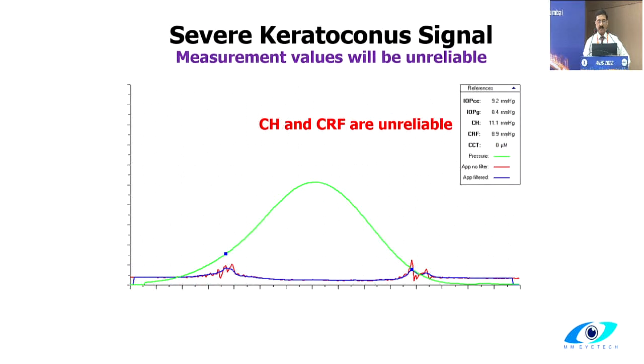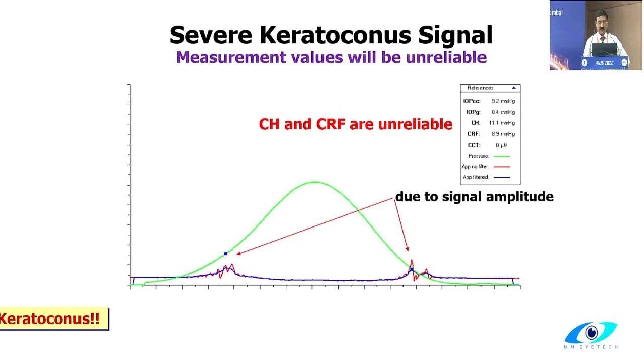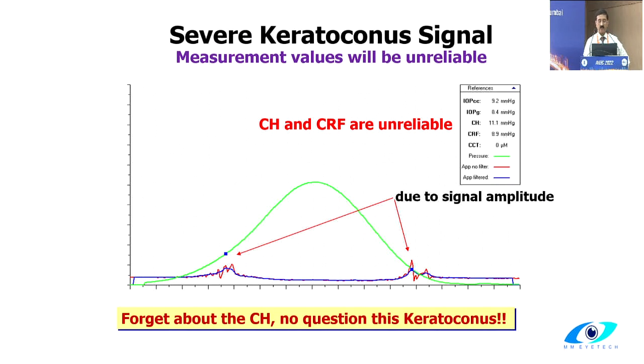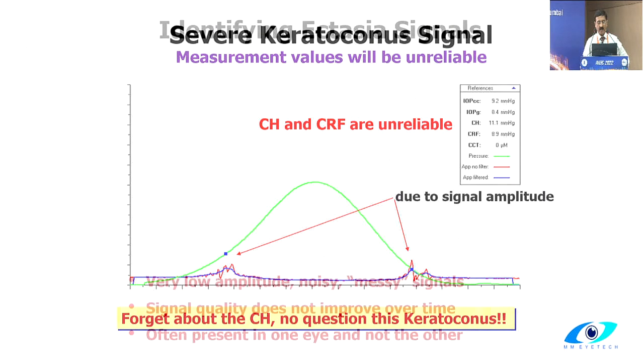Now you see the severe keratoconus signal. The severe keratoconus signal means that this patient just applanates the moment the air puff hits it, because there is hardly any resistance in this cornea and there is hardly any spike that one can see at all. So this is all indicators of very, very poor signal amplitude. And here, don't look at those values in the box, because with this kind of a signal, there is no question that this is keratoconus.